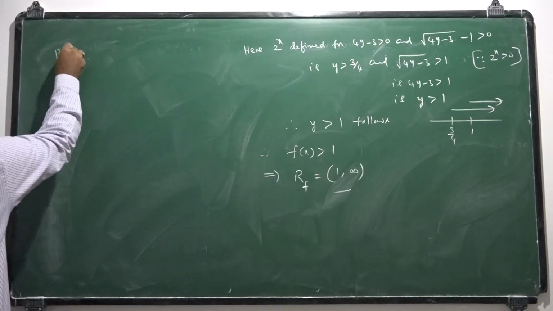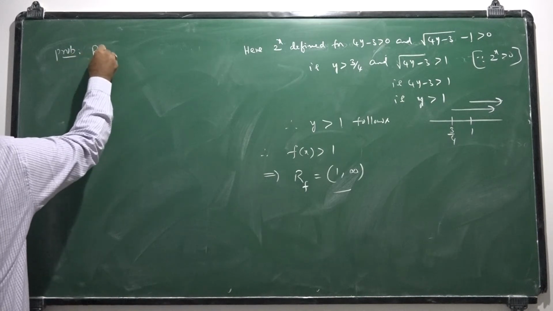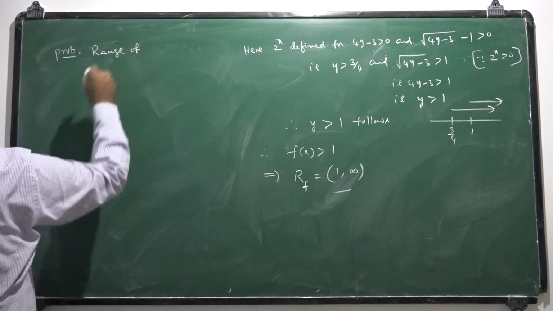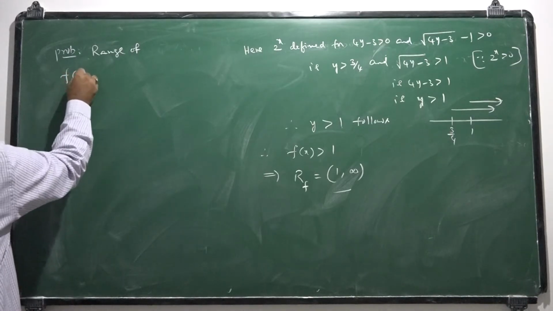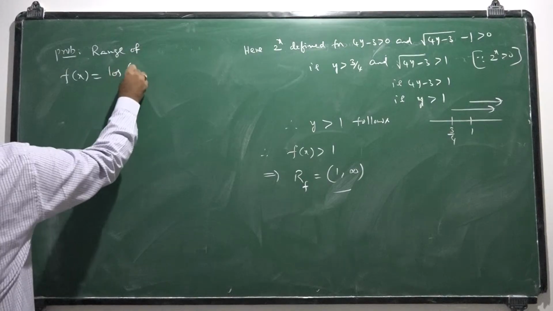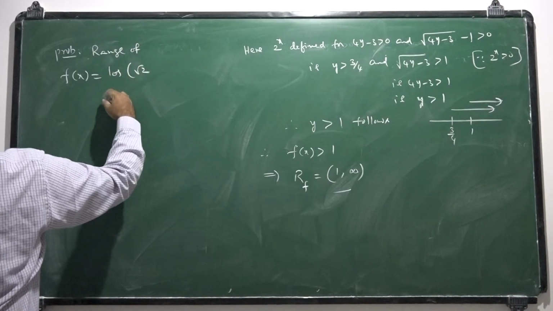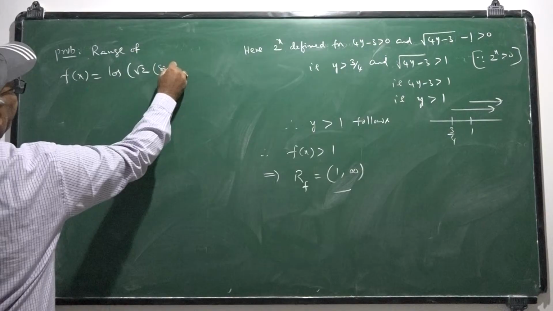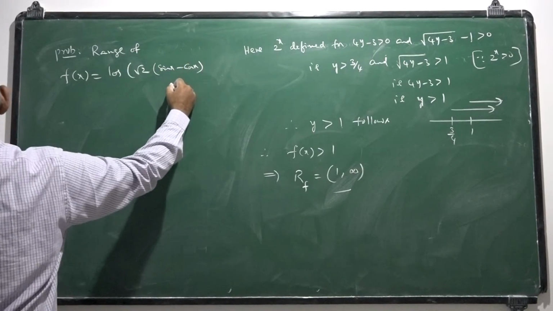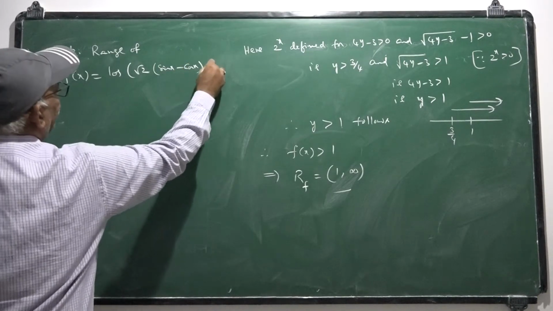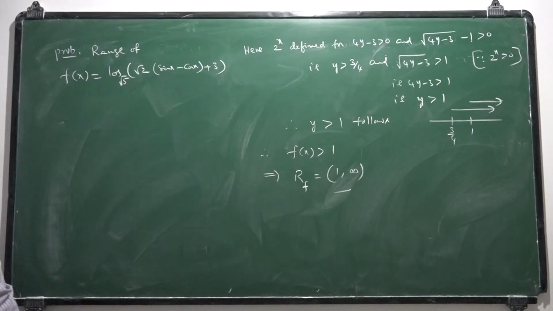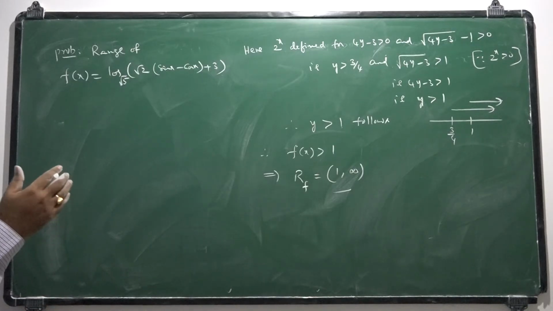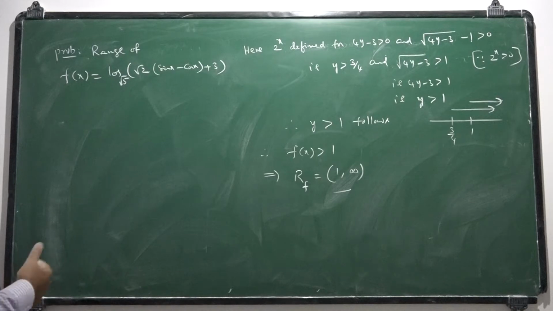Next problem. Range of f(x) equal to log of (root 2 into (sin x minus cos x) plus 3) to the base root 5. Range of log of root 2 into sin x minus cos x plus 3 to the base root 5.